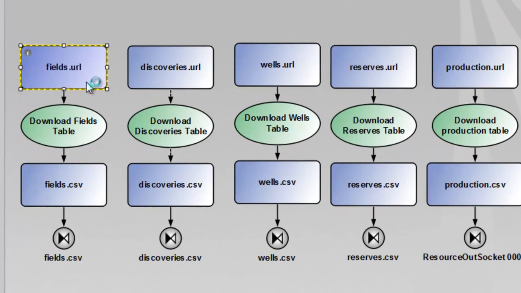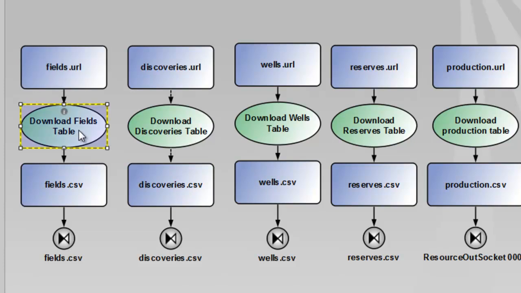The blue rounded rectangles are called resources and represent files located on the hard disk. The green ellipses represent a process, which can be any program or application run from your computer. In this case, the URL files are simple text files containing a URL address that specifies where we can download the files we're interested in.